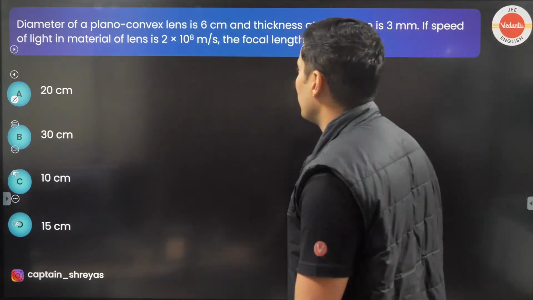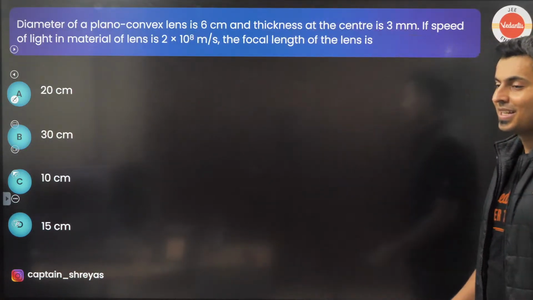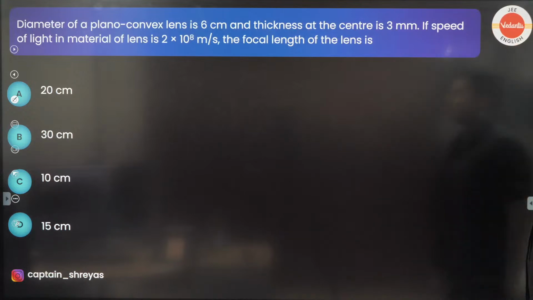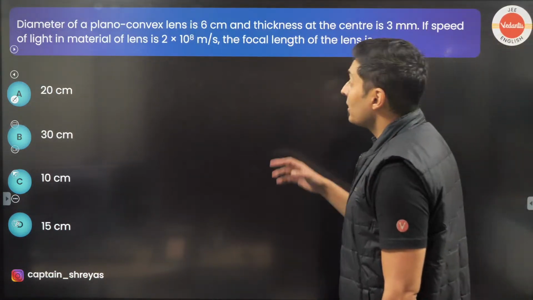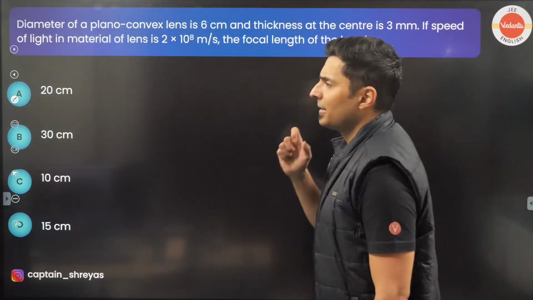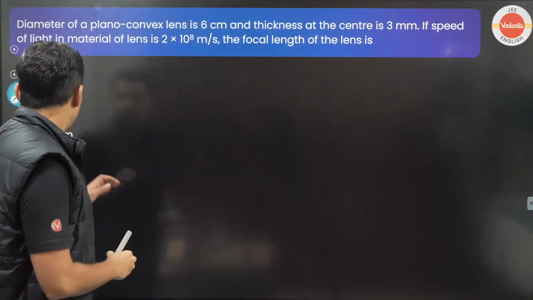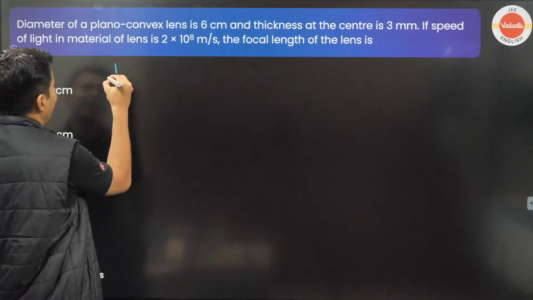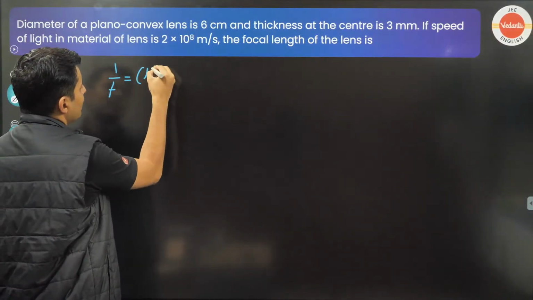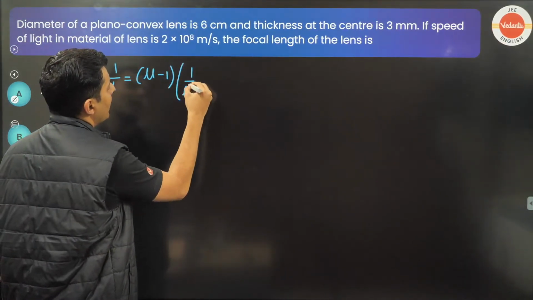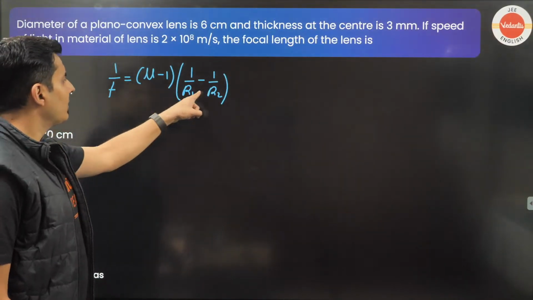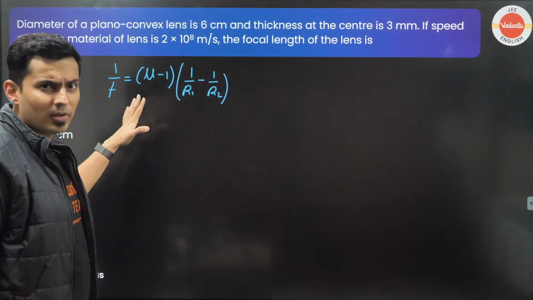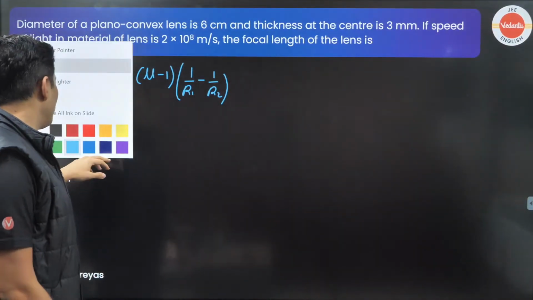All right, moving on to another question. This is a beautiful question, guys, coming up on your screen. Diameter of a plano-convex lens is this much. Thickness is this much. If the speed of light is this much, what is the focal length? Now, if I remember correctly, to find the focal length, what I need is the mu minus 1 formula, 1 by r1 minus 1 by r2. Now, I don't know the refractive index, nor do I know the radius as of now. So let's find everything one by one.